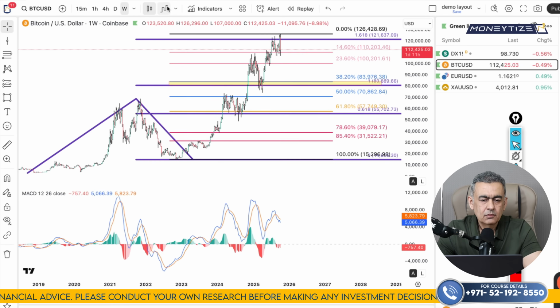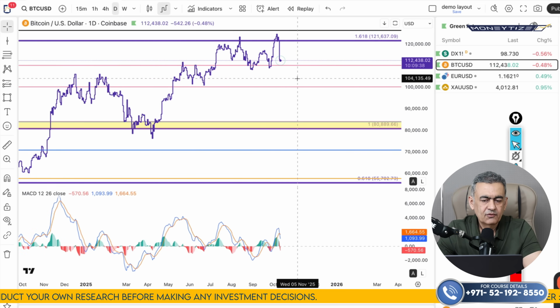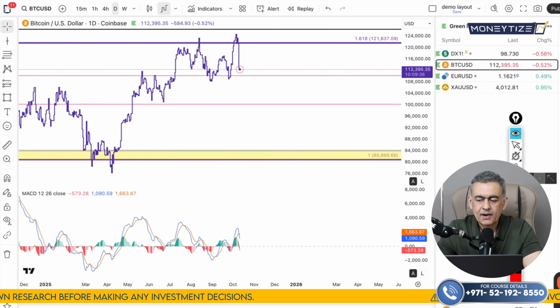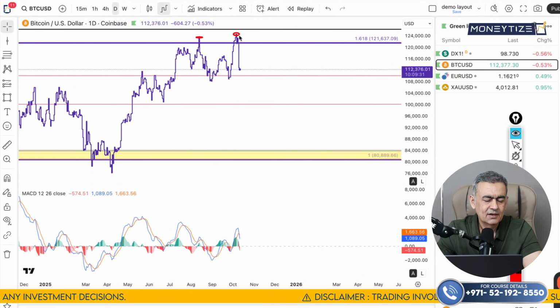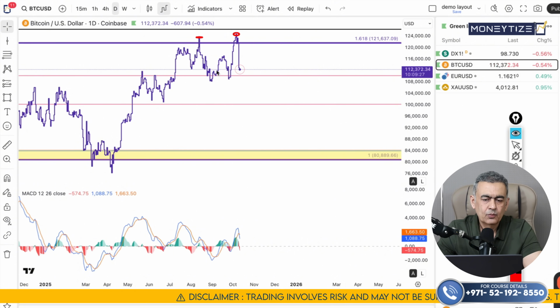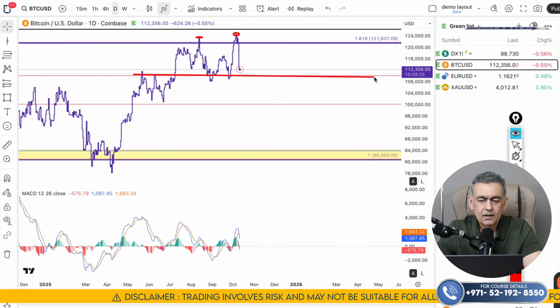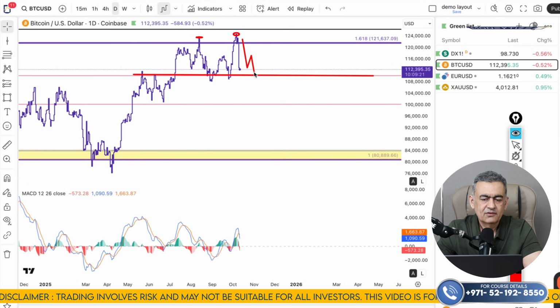Now I'll be switching to line chart and I'll move down to the daily time frame here. On the basis of the daily time frame, we can see an equal high pattern. So here the first high and second high is marginally higher. And I can see that sellers are trying their level best to break the support of 110, but they have not yet succeeded.